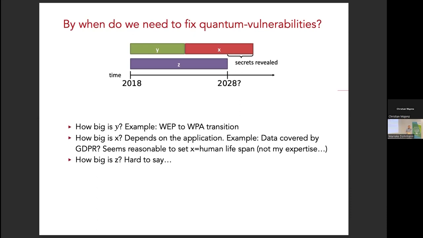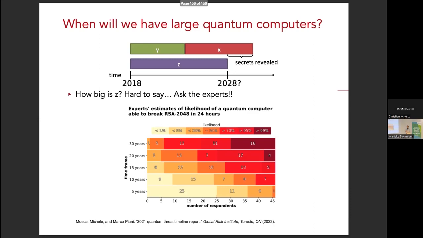Now, the last quantity, Z, is probably the hardest to estimate, because this is about development of a new technology, and this can go slower in the future than it has gone in the past. It could be faster in the future than it has gone in the past. I guess the best thing we can do is ask the experts, and that's what Michele Mosca and Marco Piani did for the Global Risk Institute. They interviewed 46 experts, and tried to ask them to give a guess for the likelihood that a quantum computer can factor a 2048-bit RSA integer after 5 years, 10 years, 15 years, etc.